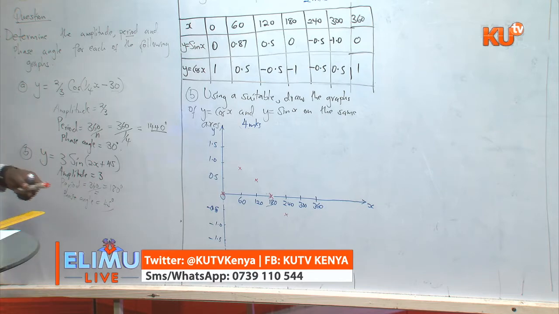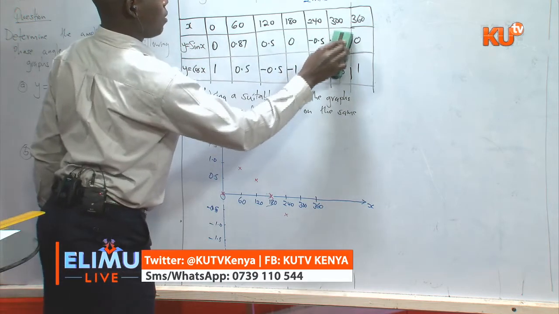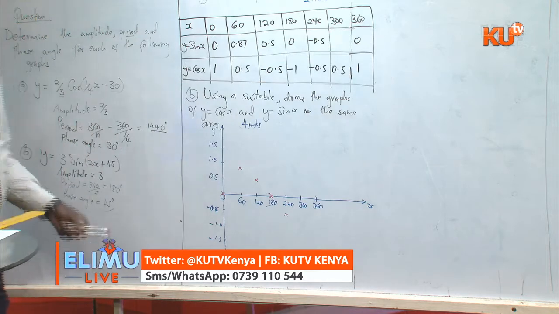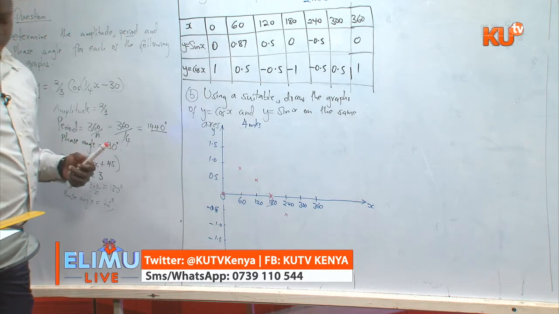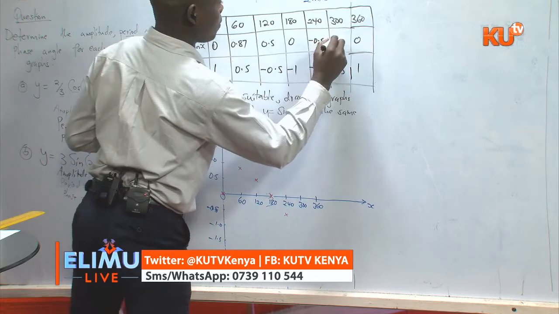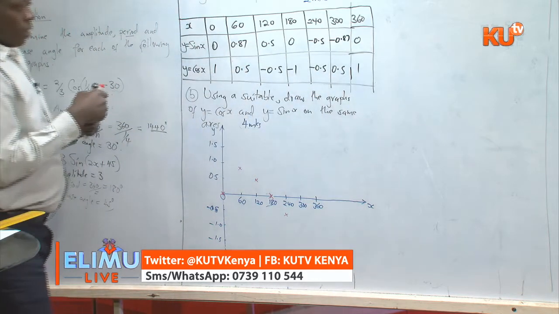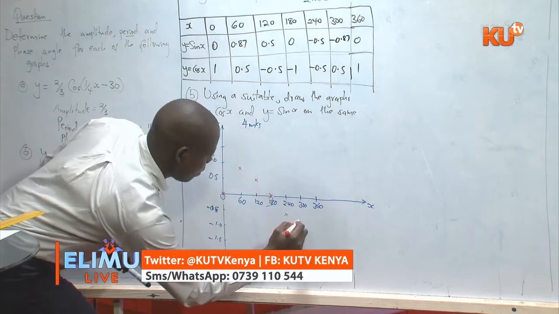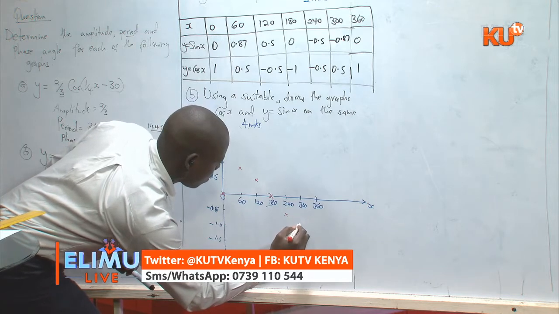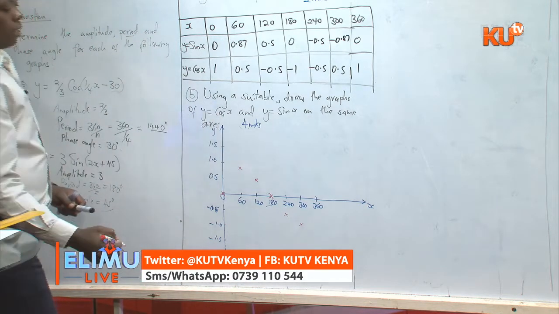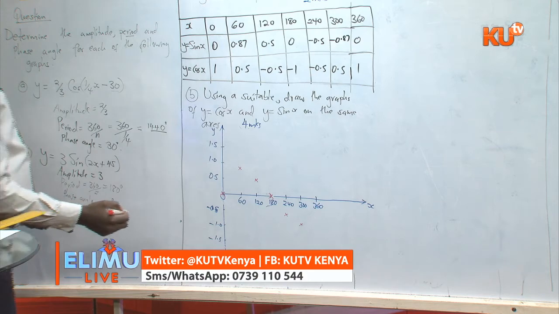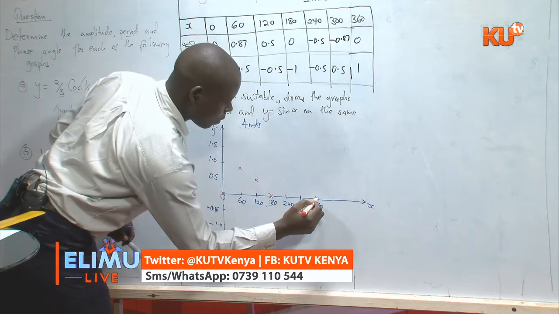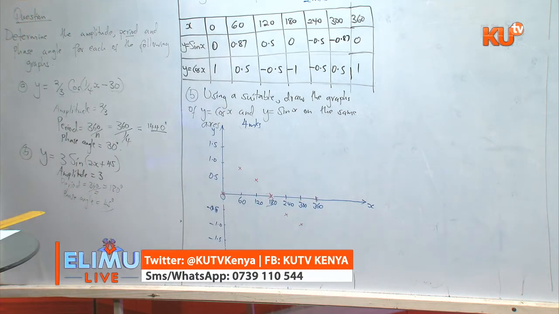Now here, student, it is negative 0.87. That should be negative 0.87. Then sine 360 is 0. So those are the points we've marked on our graph.